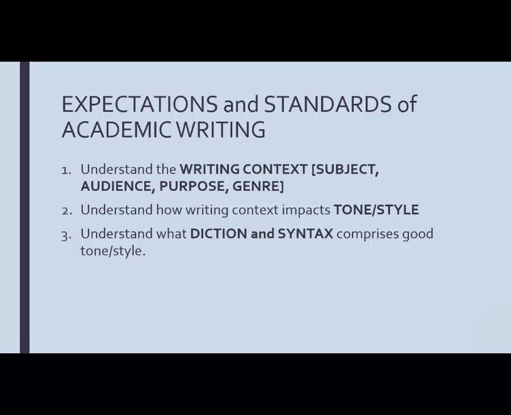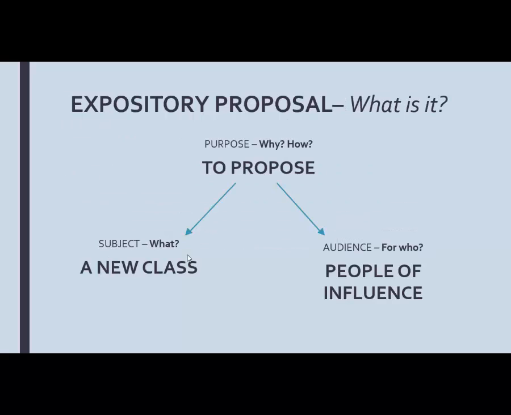After we understand all that, we want to understand how the writing context impacts tone and style, meaning the feel or the general sound of our piece. So how do we nail down that feel or that sound that we want? Well, we need to understand what diction, or word choice, and syntax, or the way we arrange those words into a good sentence, comprise good tone and style. So the tone and style is going to change a little bit from Essay 1 to Essay 2, and that means your diction and syntax will as well. All right, so let's dive into the expository proposal.